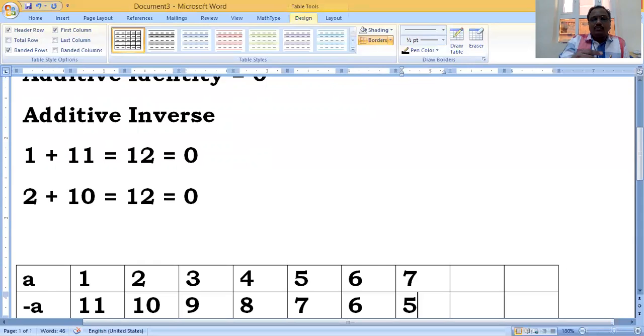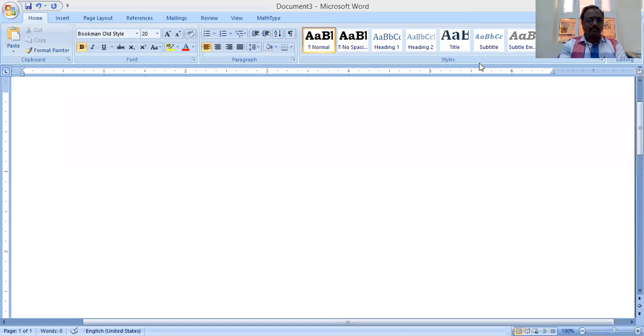So now, using this idea, we are going to define clock arithmetic subtraction, or we call it the difference in the clock system. How to find this, we are going to discuss now.